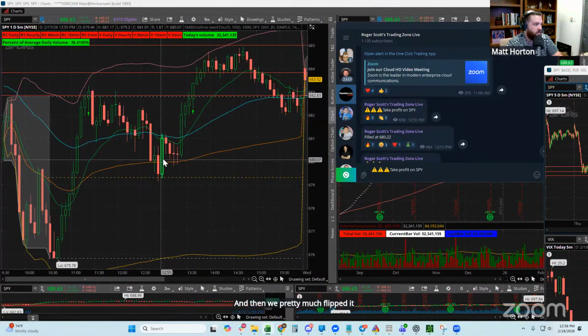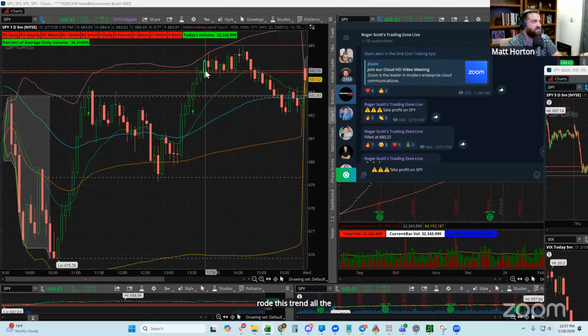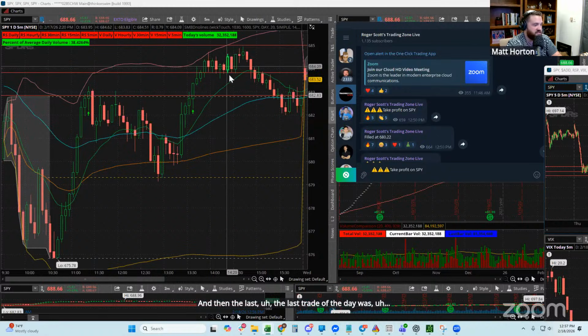Yeah, that's beautiful. And then we pretty much flipped it. Went long right here, right after this strong move off the VWAP. Rode this trend all the way back up for another 48 points, or $4.77.